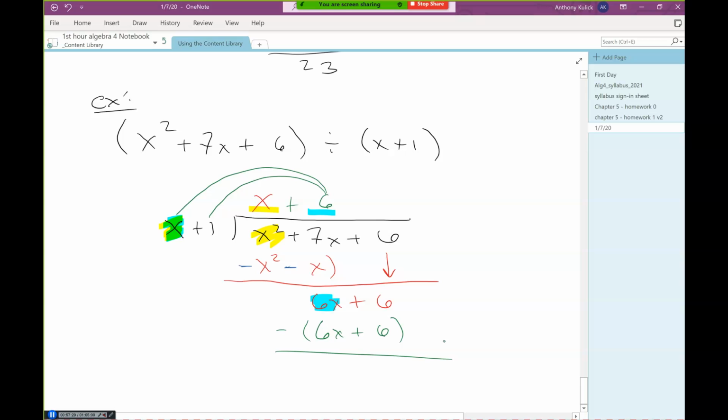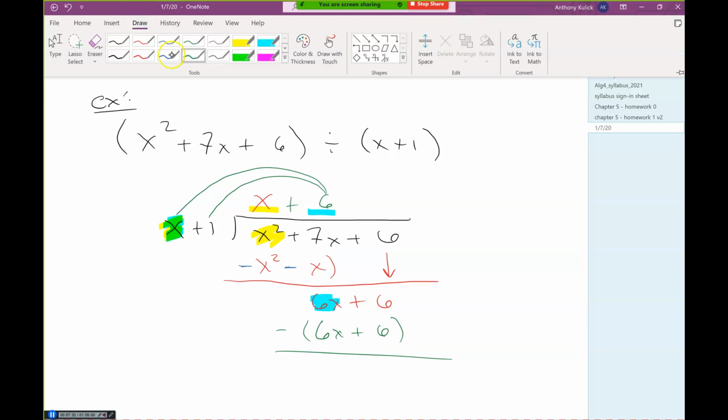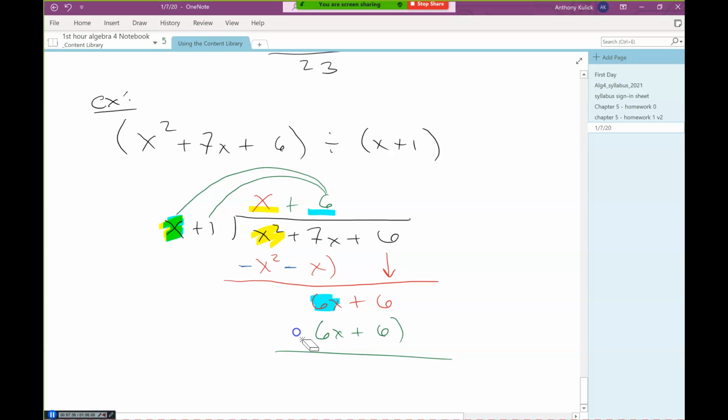Everybody's okay so far? I'll distribute my negative, so that negative becomes negative 6x, and then negative 6. And 6x minus 6x is 0, and 6 minus 6 is 0. So my remainder is 0 then, right? So the answer to this problem is just x plus 6. Feel okay there? Let's do another example of that.